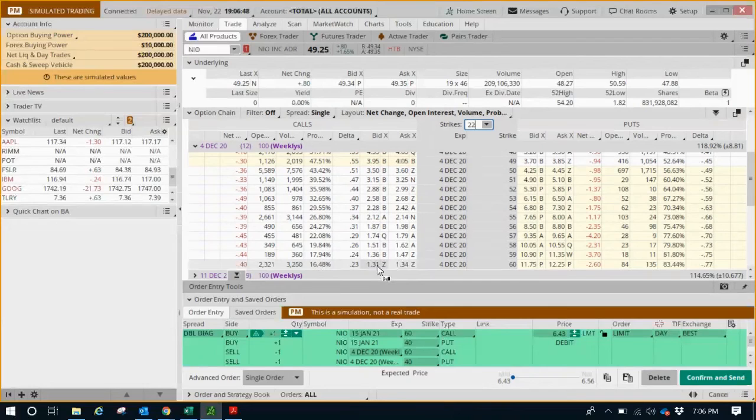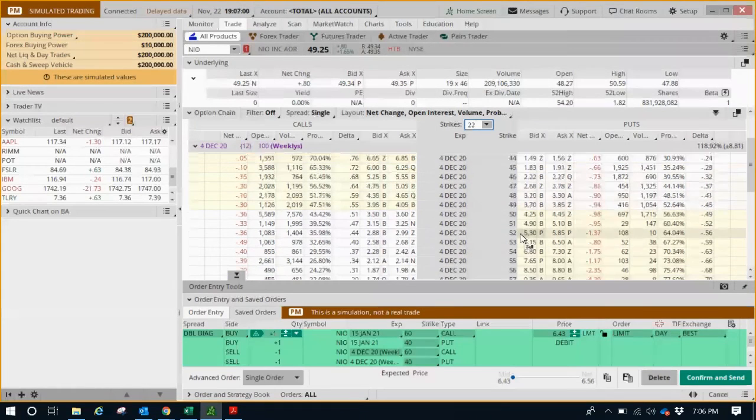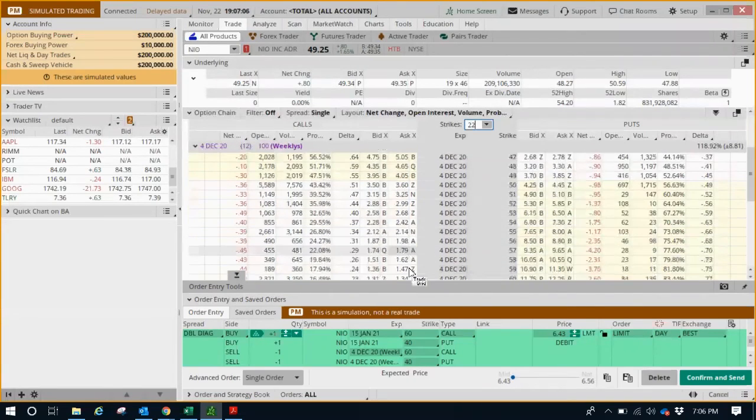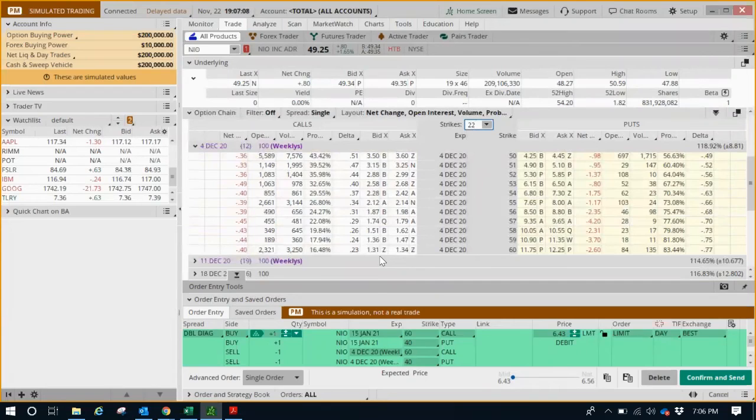What is bothering me is this. Actually, you spotted something interesting. 49 is almost in the middle. Why is that call option so expensive when the distance is the same? So the 49 to 60 is $11, and 49 to 40 is almost $9. But look at the price difference. This is 64, and this is 133. So that bothers me.